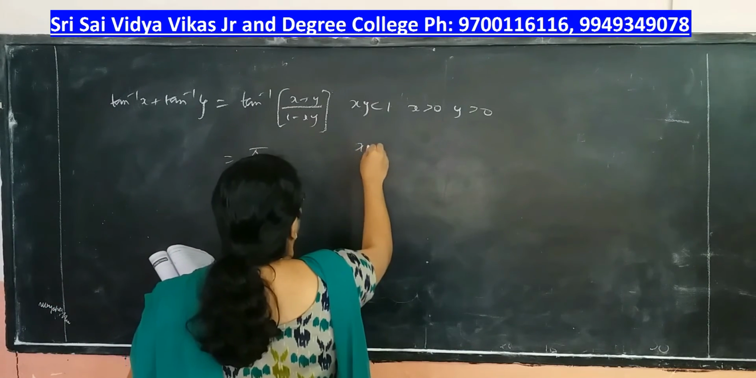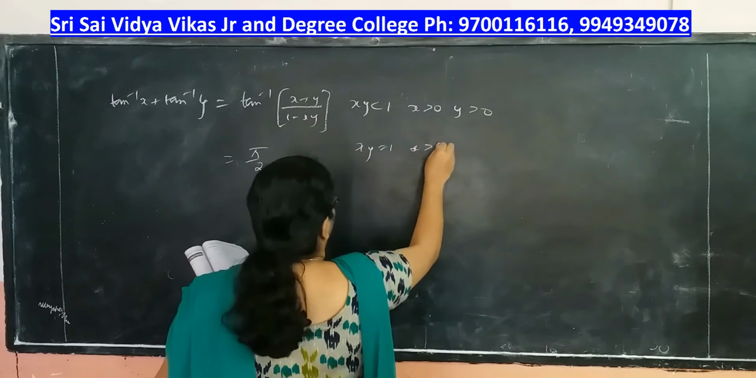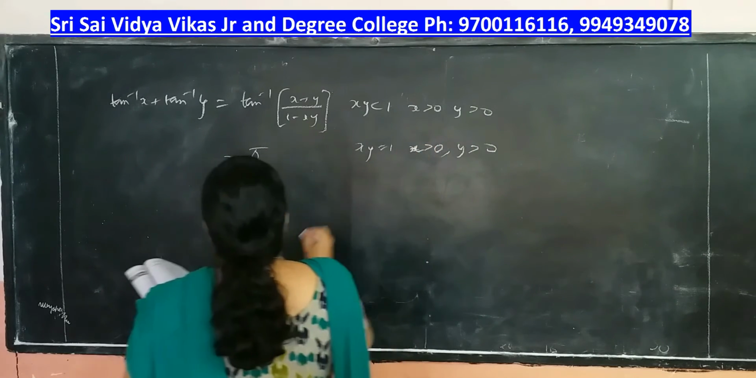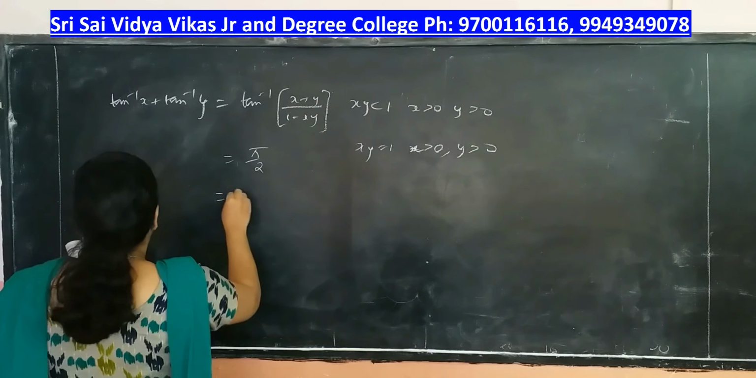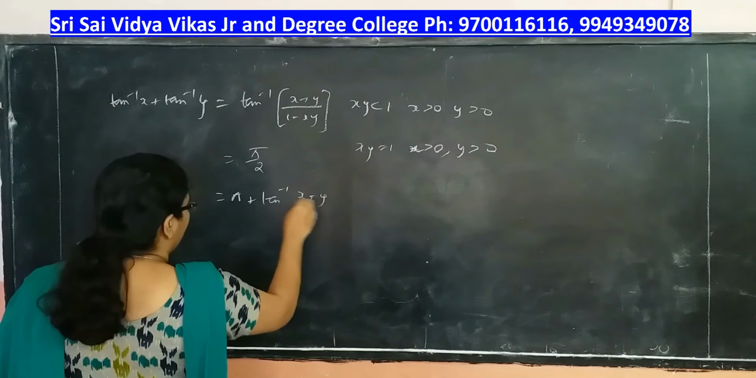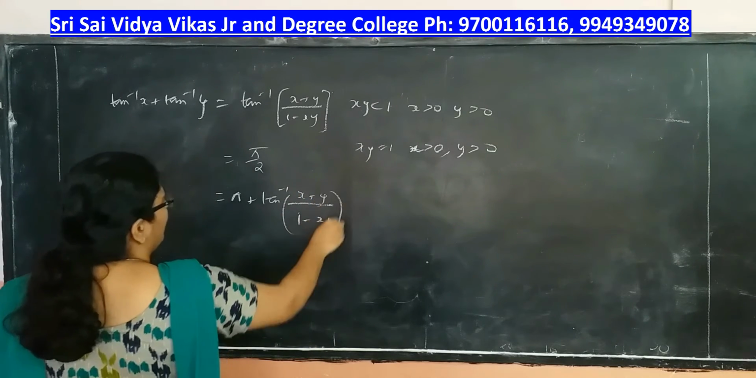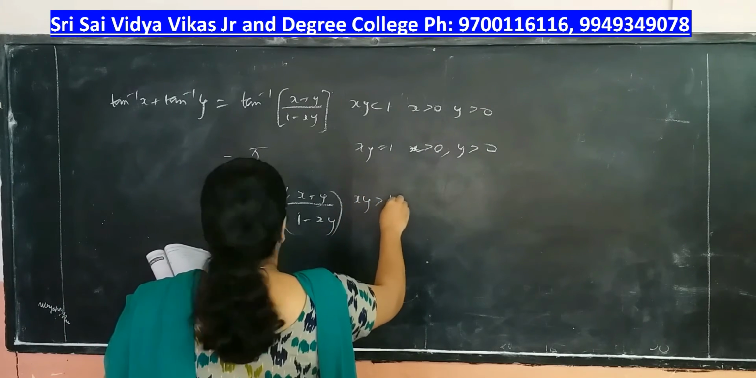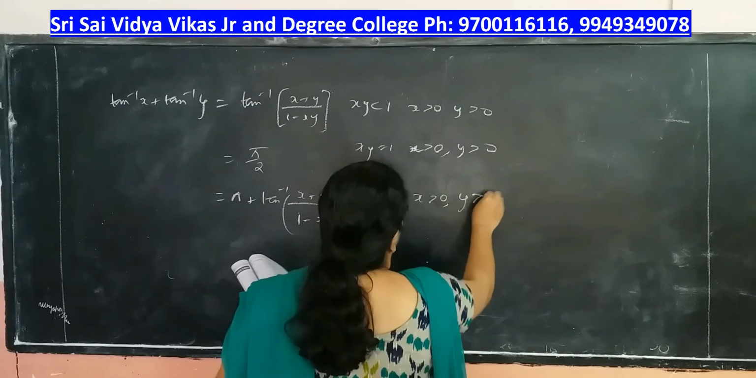if xy is equal to 1, x is greater than 0, y is greater than 0. It is equal to pi plus tan inverse x plus y by 1 minus xy if xy is greater than 1, x is greater than 0, y is greater than 0.